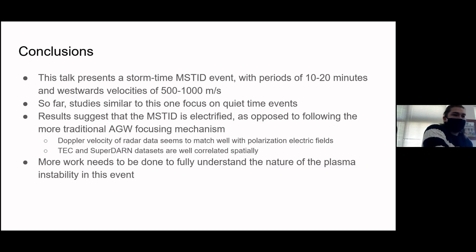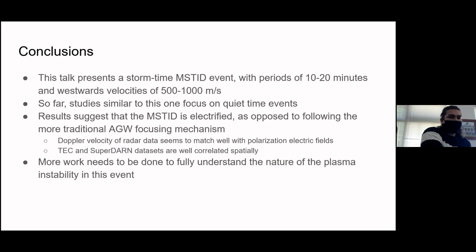So this talk presents a storm time MSTID event with periods of 10 to 20 minutes and westward velocities. Actually, I presented two events, but periods of 10 to 20 minutes and westward velocities of the ionosphere disturbance itself, not the Doppler velocities, of 500 to 1,000 meters per second, which is a very significant MSTID event. This was probably caused at higher latitude because of the space weather event that's going on.